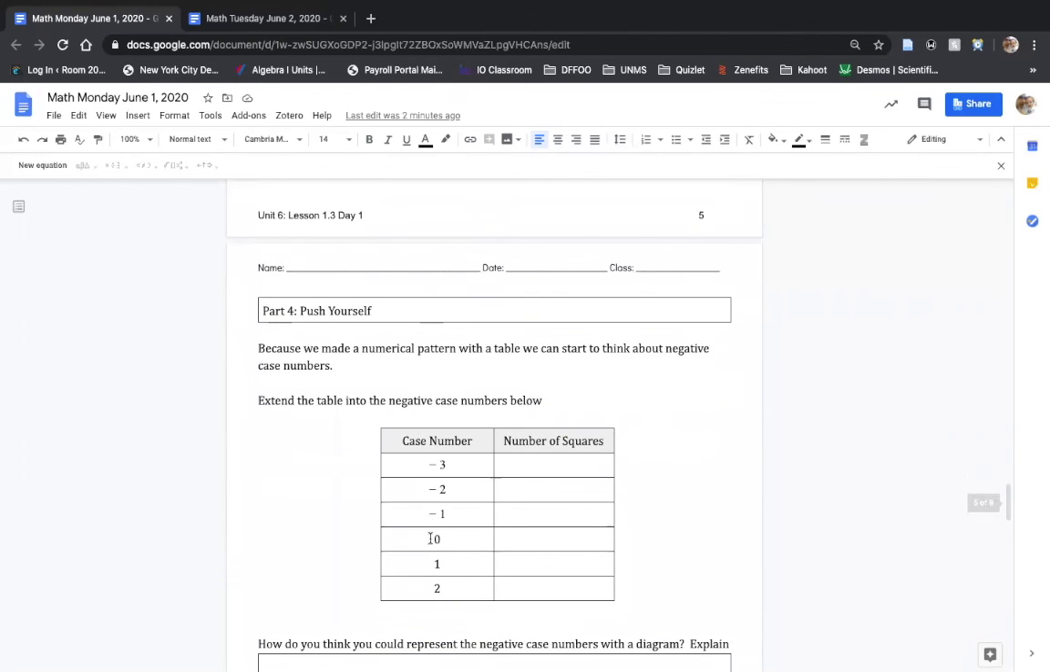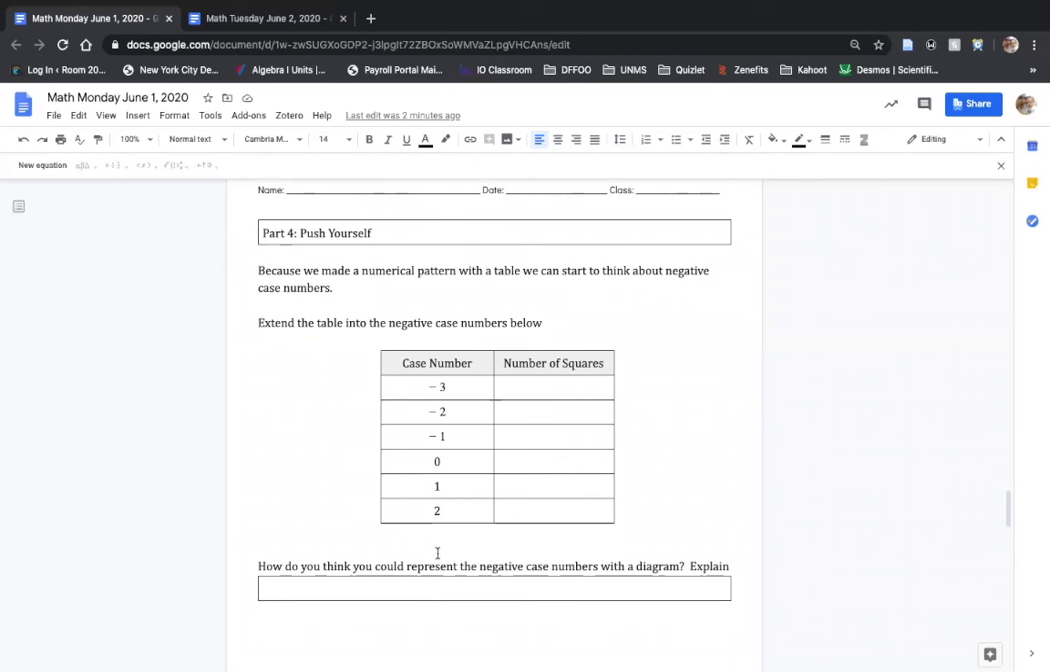And then the last thing that we're going to do for today, again, tomorrow we're going to get into some of those other representations, but I want you guys to start thinking about negative case numbers, right? So in the real world, it doesn't always make sense to think about things that are negative, right? Especially if you think about squares, right? What would a negative square look like?